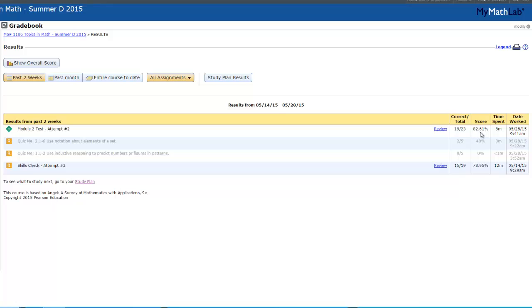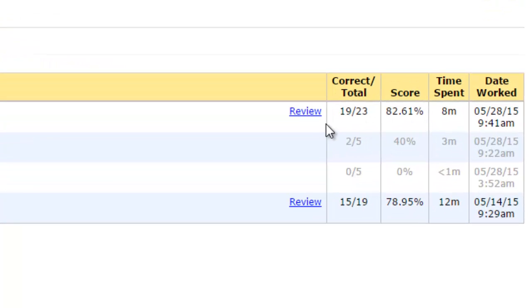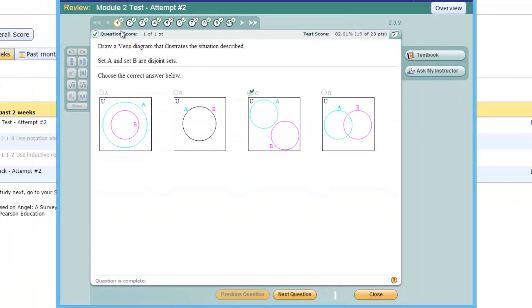You can see that I got 82.61%, and I'd like to go in and review my test. So I just click the review link. Up at the top, I can see the problems that I got correct. They have green check marks next to them. I can also see the problems that I missed, the ones with the red X's.